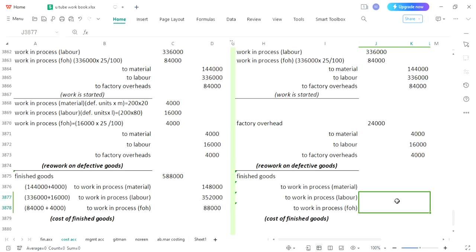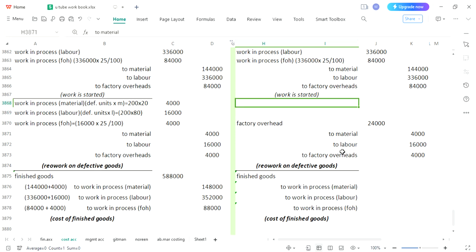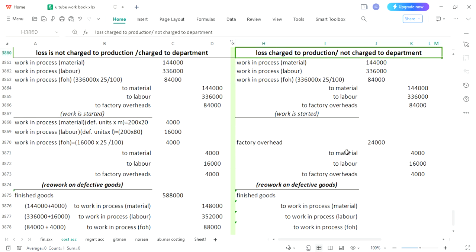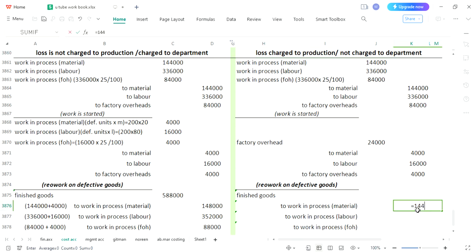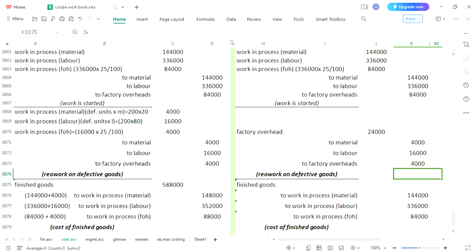amounts present, and if amounts are not present, only one amount is written on the debit side. So here, since there is only one amount of work in process material, you will be writing the same amount, 144,000, over here, and then the second amount is 336,000 over here, and then the third amount, 84,000 over here, and finally you will write down your finished goods amount.